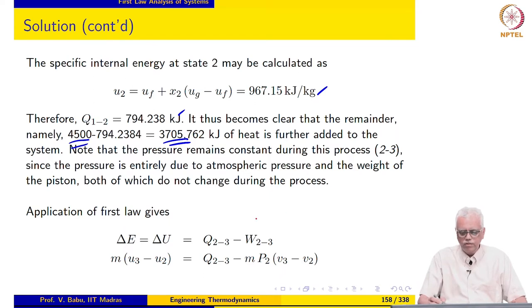Okay. So now we apply the first law to process 2-3. We get delta E equal to delta U equal to Q23 minus W23. Notice that displacement work in this case is non-zero. It's a constant pressure process, so the integral of PdV is easy to evaluate. P comes out of the integral. So we can write this first law in this form.